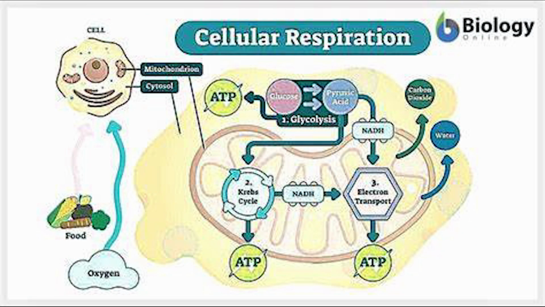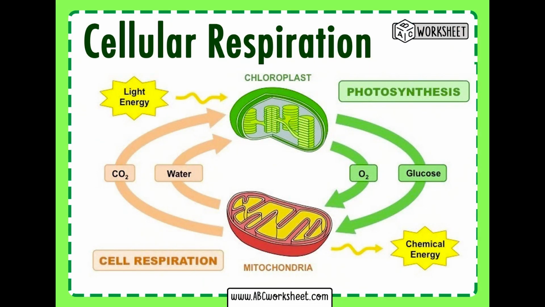Cellular respiration can be categorized into aerobic and anaerobic respiration. Aerobic respiration requires oxygen and produces a large amount of ATP, while anaerobic respiration occurs in the absence of oxygen and results in less ATP production. In anaerobic conditions, cells may perform fermentation to generate ATP, producing byproducts such as lactic acid in muscles or ethanol and carbon dioxide in yeast.